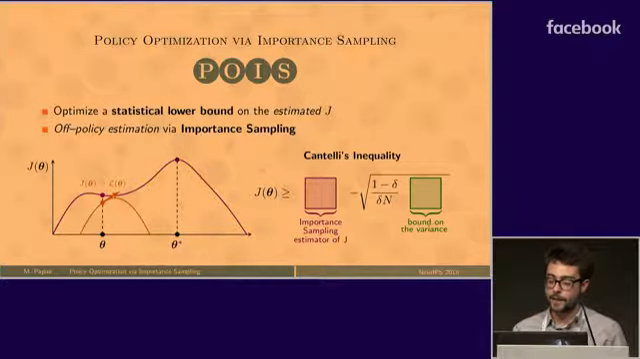Our surrogate function is a statistical lower bound on the performance estimated with importance sampling. The bound is a typical Chebyshev-like bound with a sample mean component minus a variance component. We studied different bounds from the literature, but this turned out to be the most appropriate because of the heavy tail nature of the importance weights.